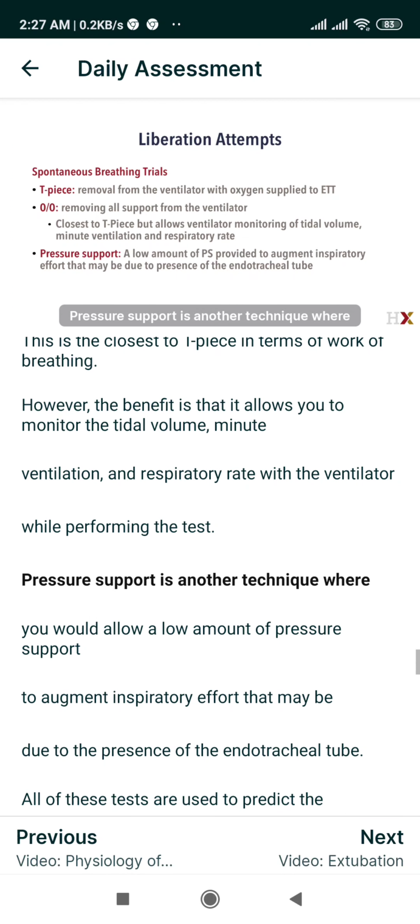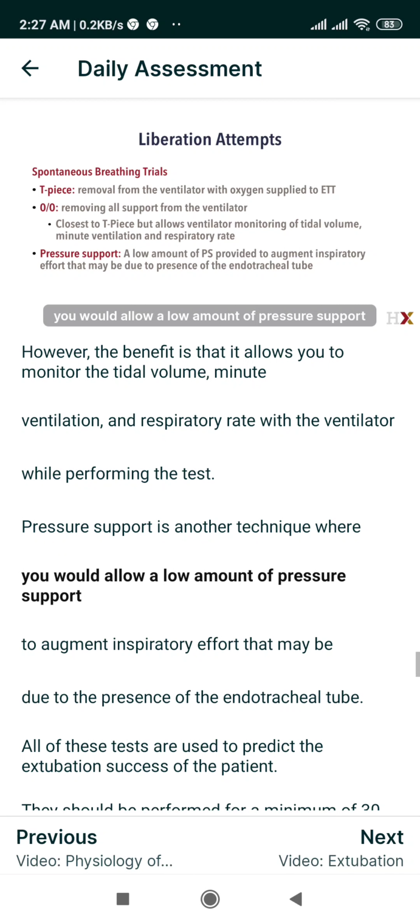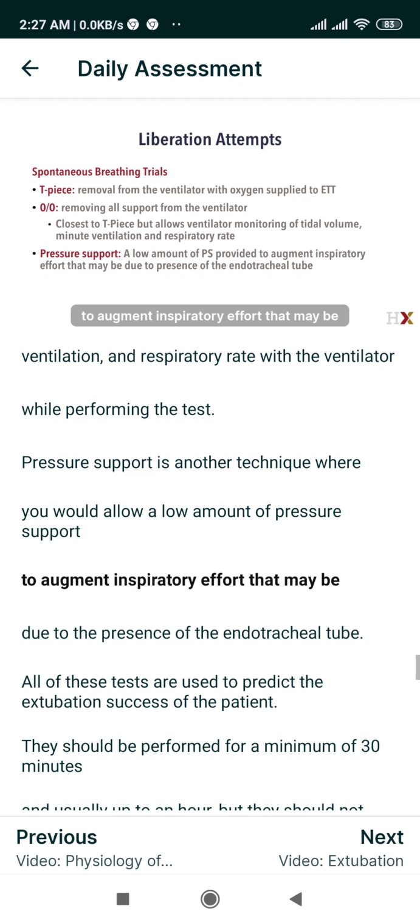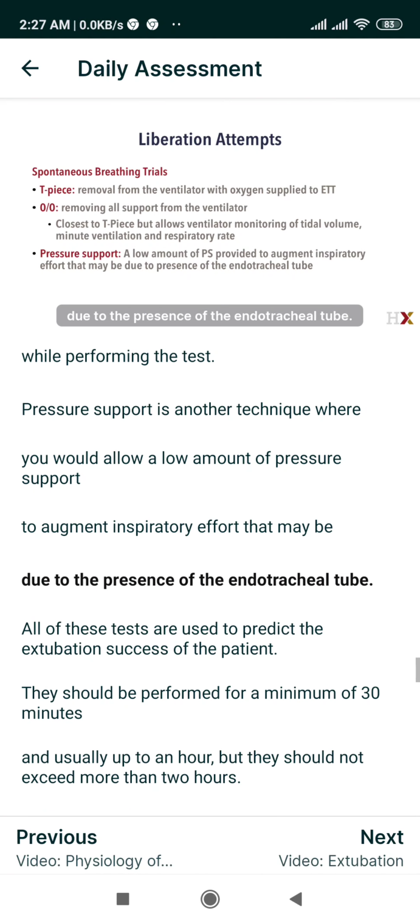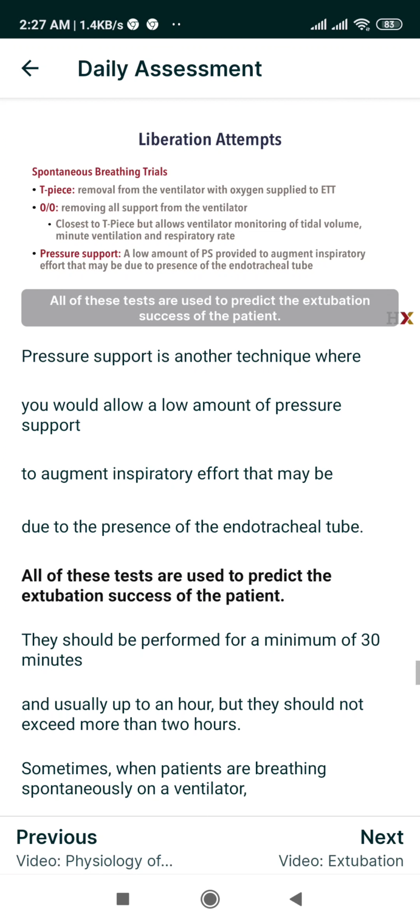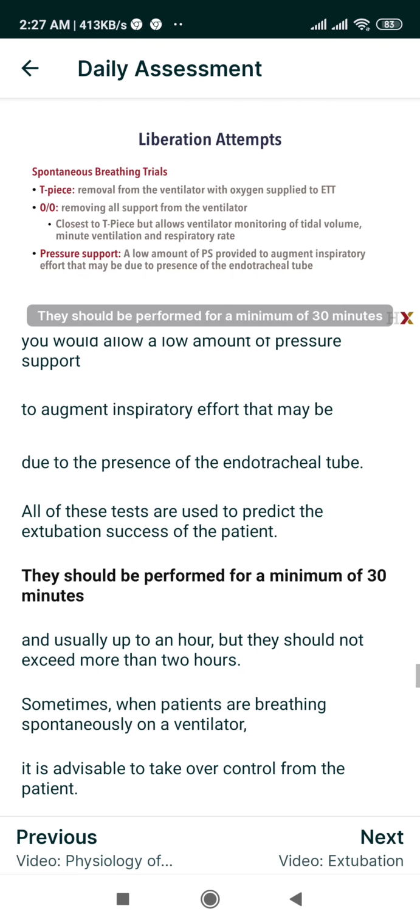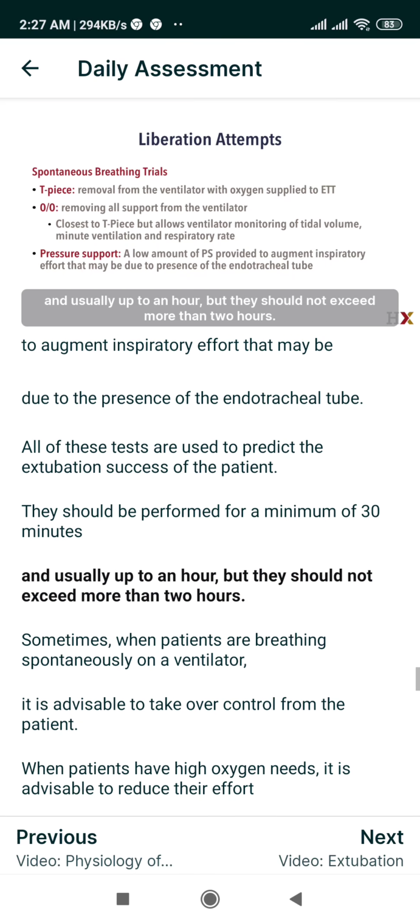Pressure support is another technique where you would allow a low amount of pressure support to augment inspiratory effort that may be due to the presence of the endotracheal tube. All of these tests are used to predict the extubation success of the patient. They should be performed for a minimum of 30 minutes and usually up to an hour, but they should not exceed more than 2 hours.